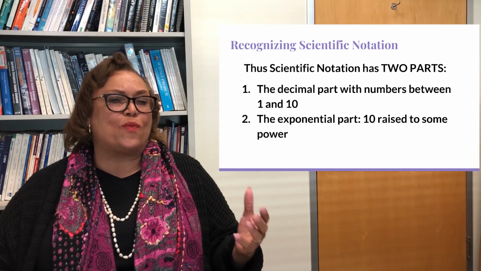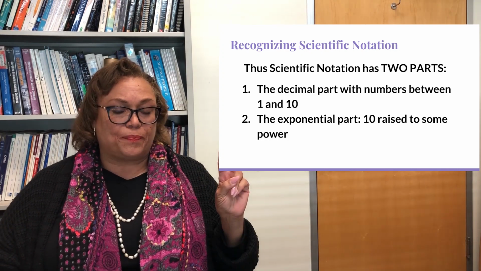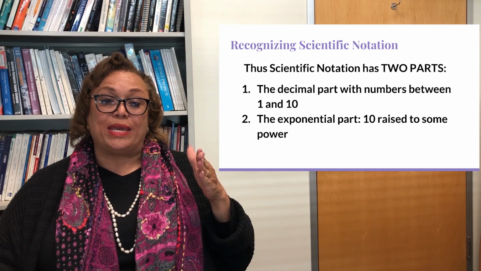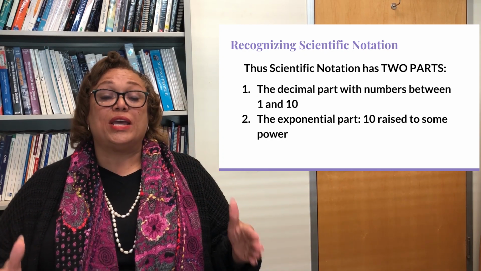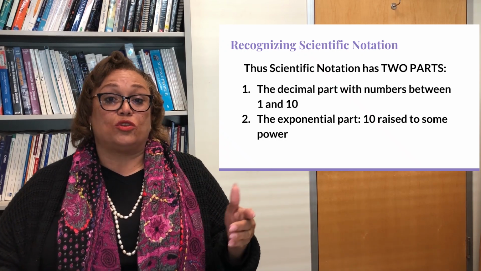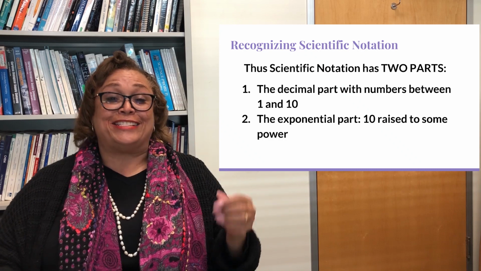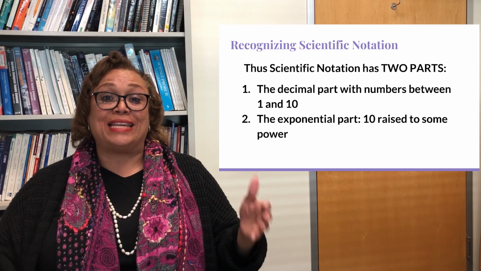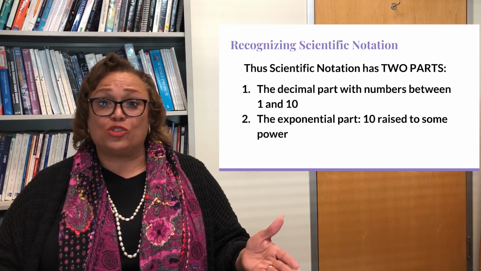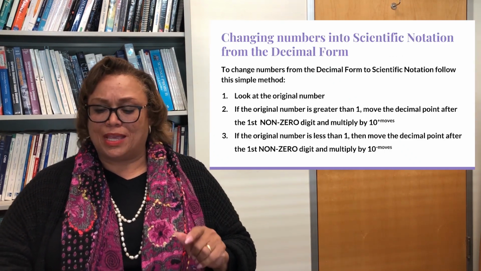All right, how do you recognize scientific notation? Well, there are two parts. The first part is that the decimal portion of the number is between 1 and 10. So you've got a number between 1 and 10, and the second part is that you're going to multiply it by 10 to some power. So it's just like exponential notation. It's really simple, and you can do it.